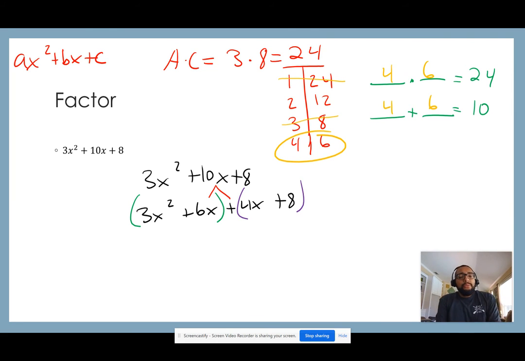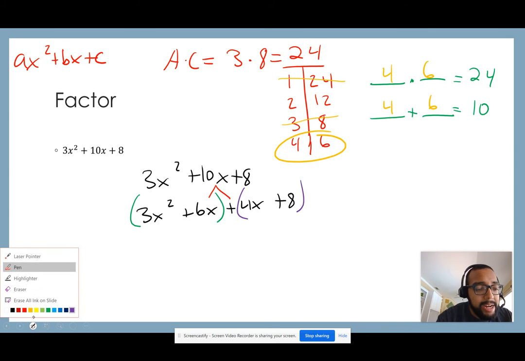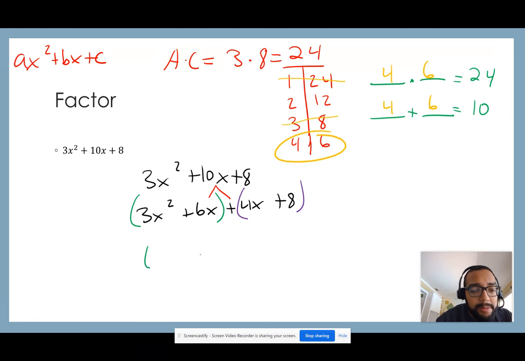So 3x squared plus 6x, let's find our greatest common factor. Again, our GCF is going to be a number that goes into both 3 and 6. So 1 goes in both 3 and 6, and 3 goes in both 3 and 6. So those are common factors. Then the greatest common factor would be 3 in this case.